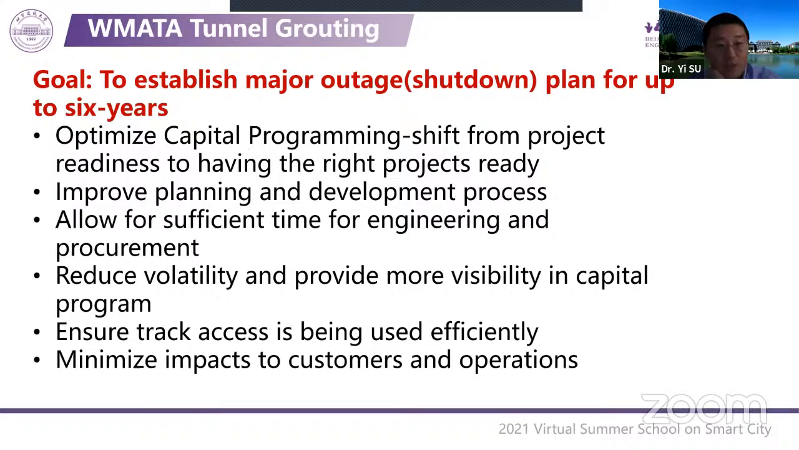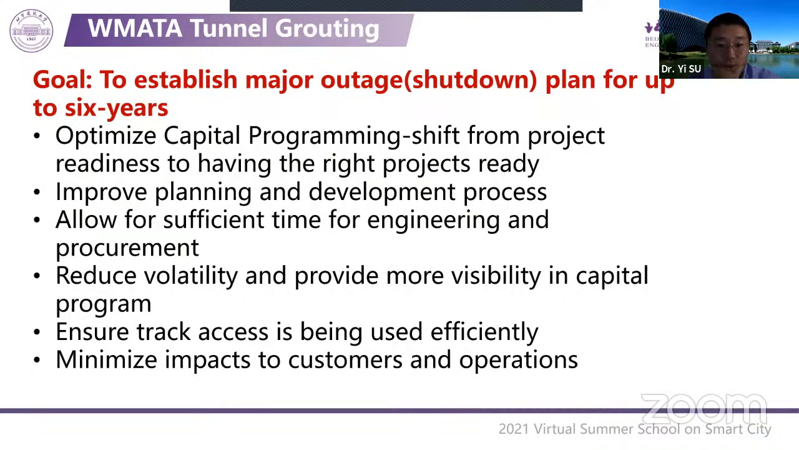So the goal is to establish a major outage or shutdown plan for up to 6 years to finish that internal grouting project. Also to optimize capital programming shift for project readiness and having the right projects ready. Improve the planning and development process, allow sufficient time for engineering and procurement, reduce volatility and provide more visibility in the capital program, and ensure track access, minimize impacts to customers, and so on.